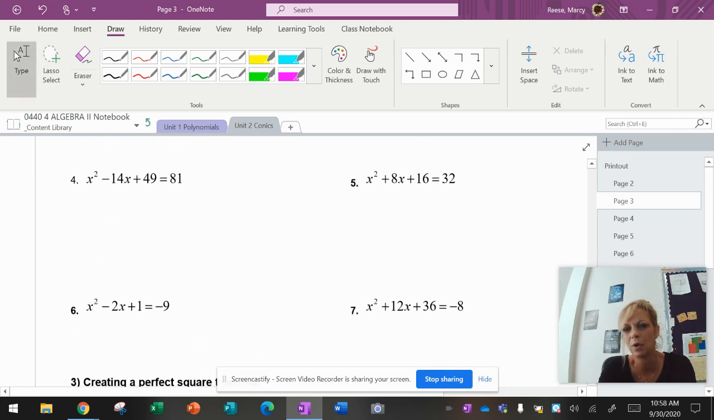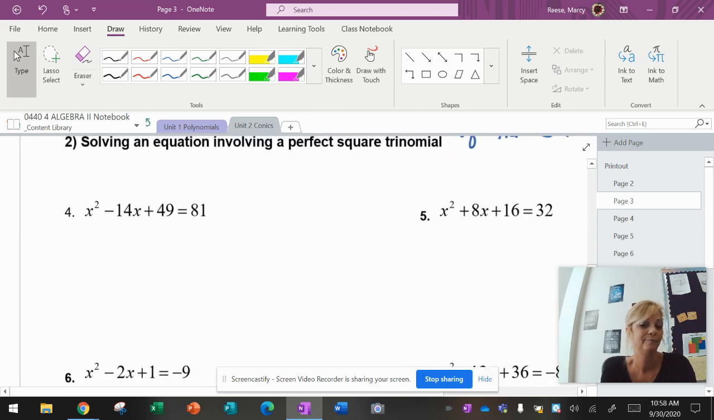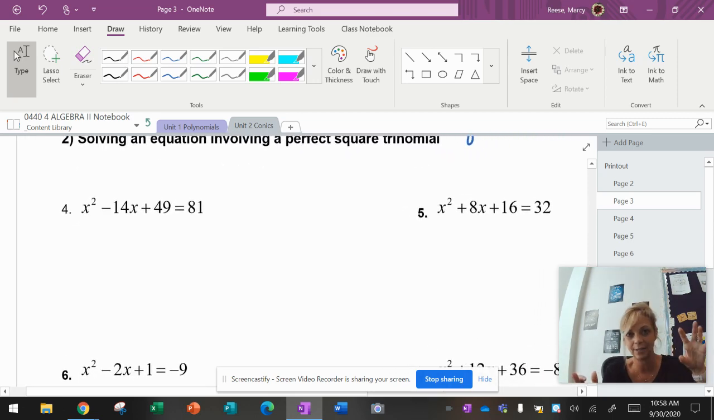Okay, don't worry about the numbers. Just go to this section: solving an equation involving a perfect square trinomial. So when I go to 4, I see on the left-hand side a perfect square trinomial. I see an x squared minus 14x plus 49.